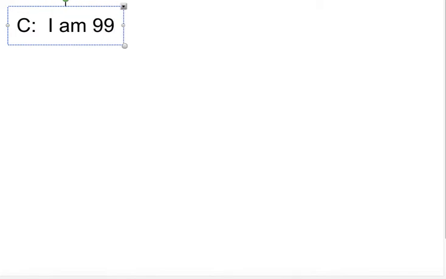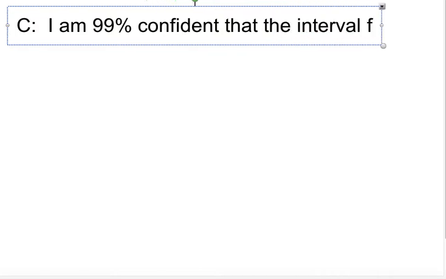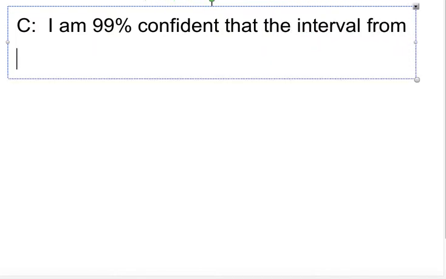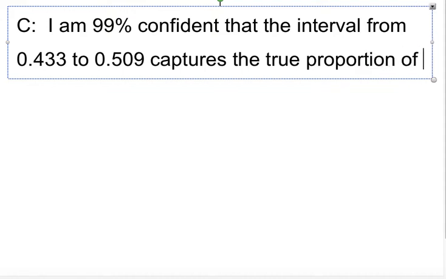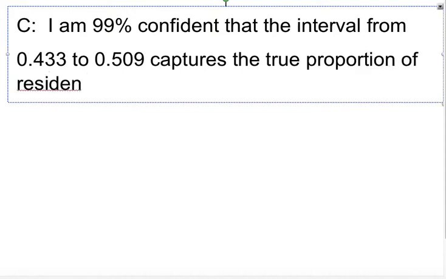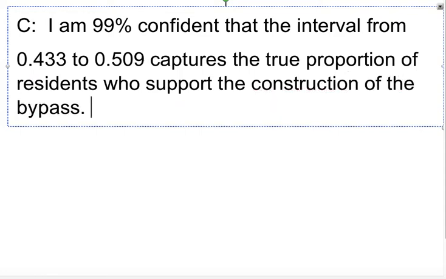I am 99% confident that the interval from 0.433 to 0.509 captures what? The true proportion of who? Residents who support the construction of the bypass. Okay, so if we were writing a paragraph, that's our conclusion.